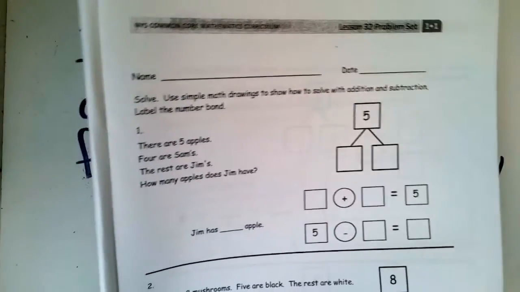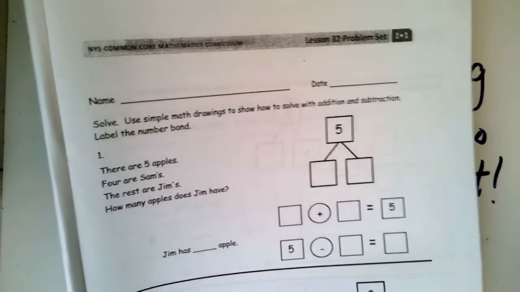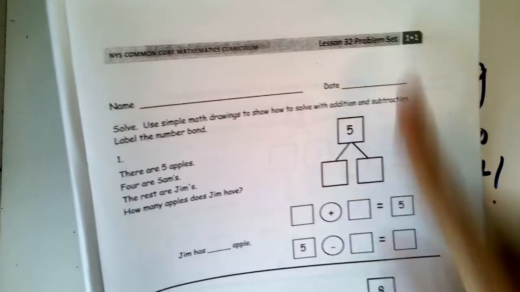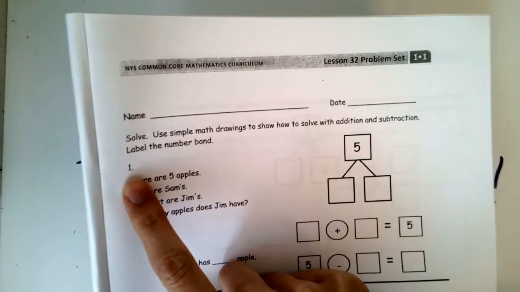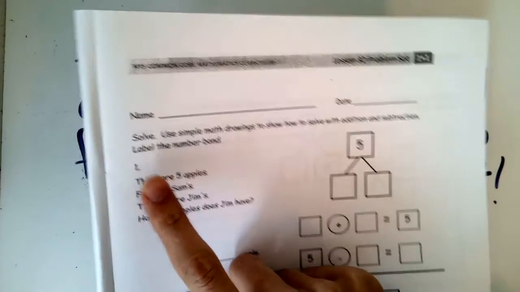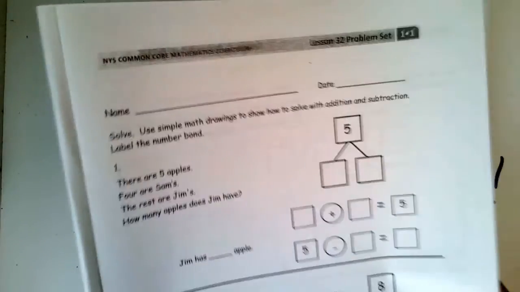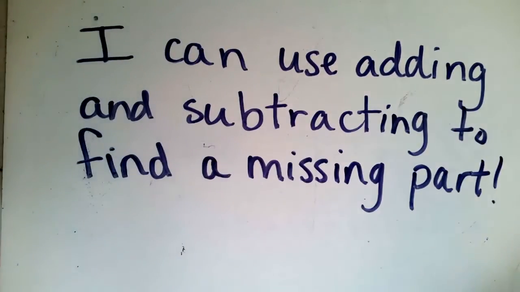Okay, so go ahead and grab those materials. Find your Lesson 32 problem set. Make sure you see number 1, okay? Because there are 2 pages to this problem set. We want to make sure we're starting on number 1. All right, I'm going to set this aside because I don't need it yet.